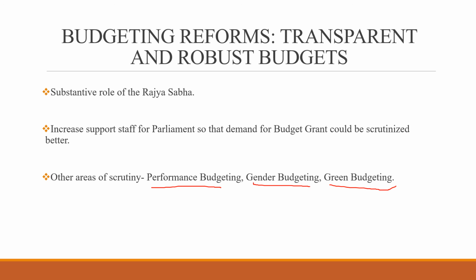Last but not the least is green budgeting. Green budgeting is the budgeting which is done keeping in view the environment so that the work which is being done by the government for the environment can have a better allocation of funds. The government can take better steps, resources can be utilized, and overall the ecosystem can benefit. With this, we come to an end to how the budget is made.